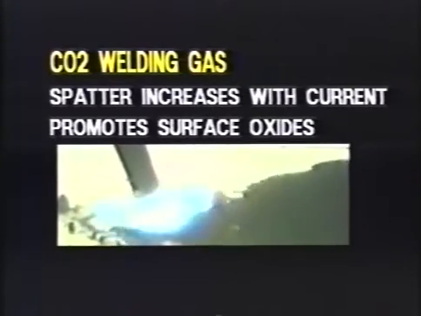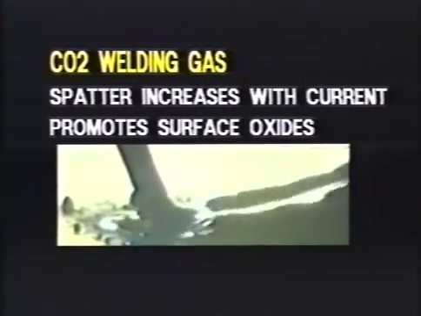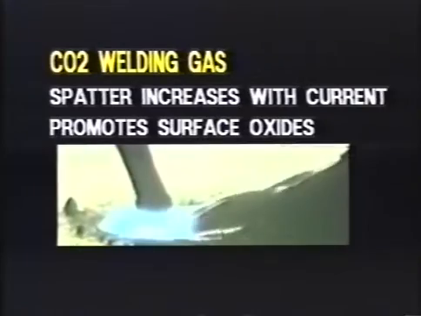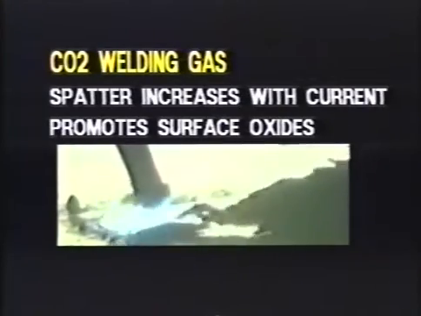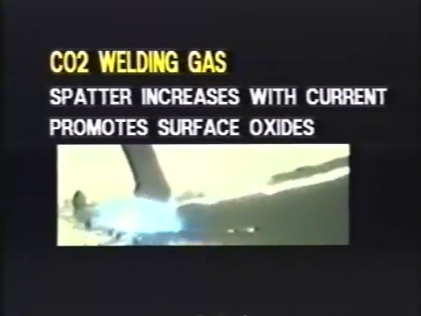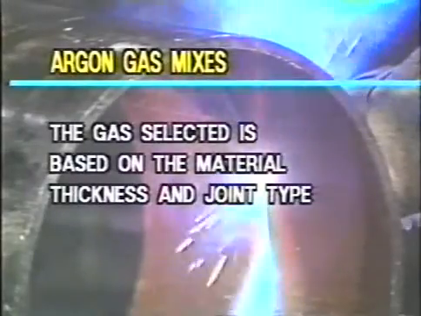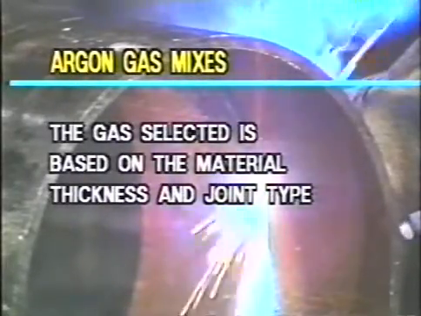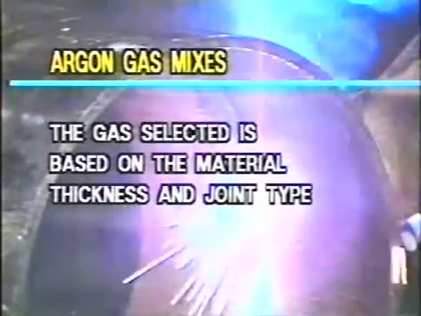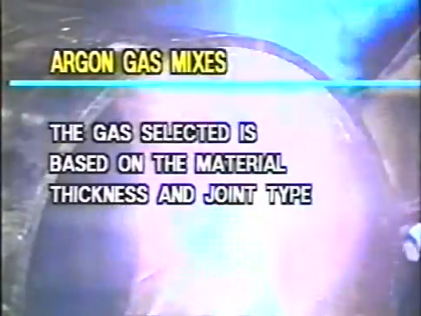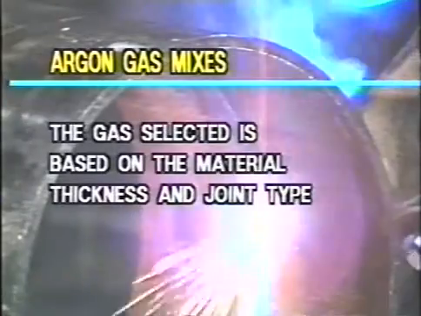Using CO2, the spatter level increases with an increase in current. CO2 promotes more surface oxides, which should be removed before painting. The material thickness, joint type, and weld position are the prime factors in considering an optimum gas mixture for short-circuit welding.